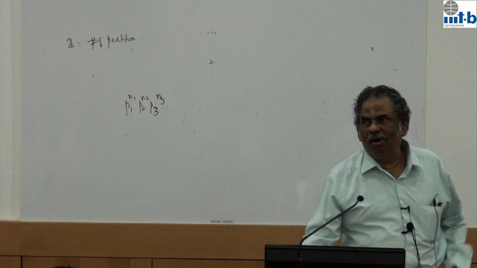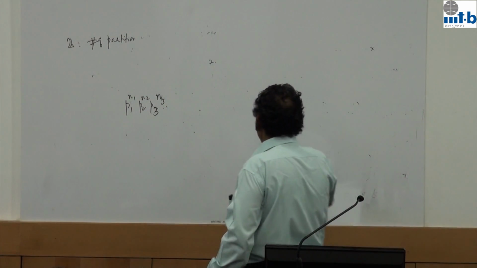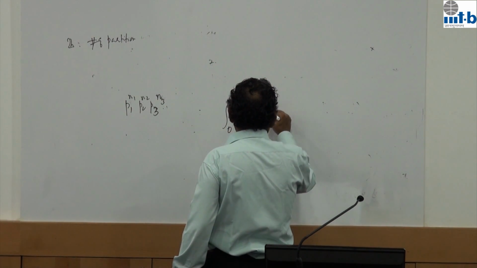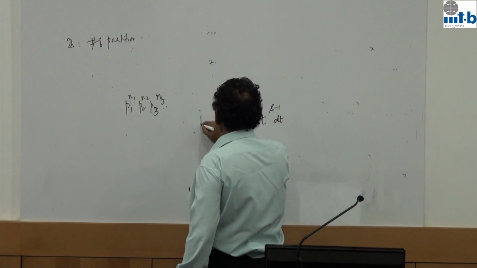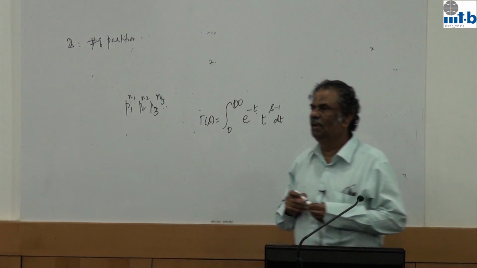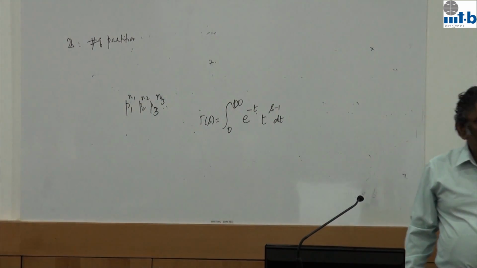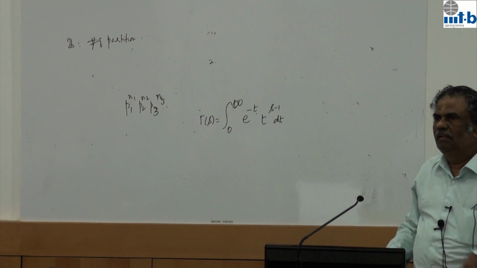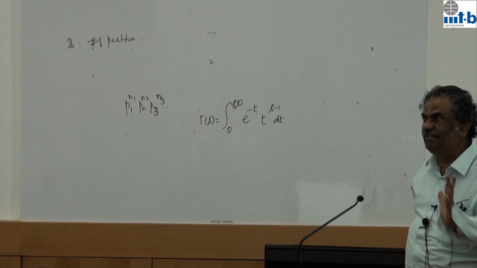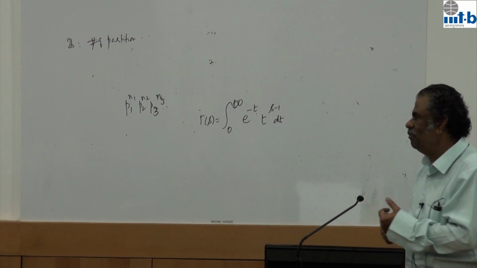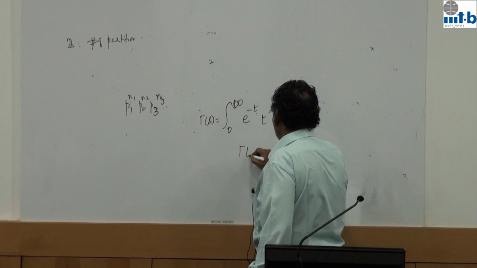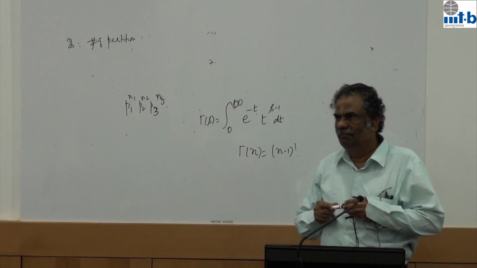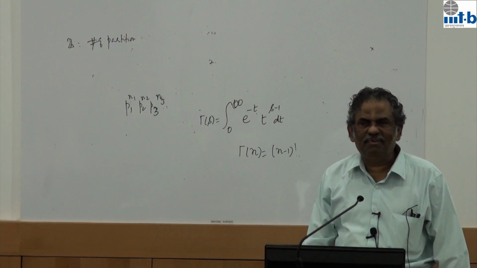The gamma function is one of the so-called special functions, which is essentially determined by this integral. Therefore, the gamma function is this integral from 0 to infinity of e power minus t, t power s minus 1 dt. Okay? And what is interesting in this integral? The most interesting part is when you look at gamma n, which would be essentially n minus 1 factorial.